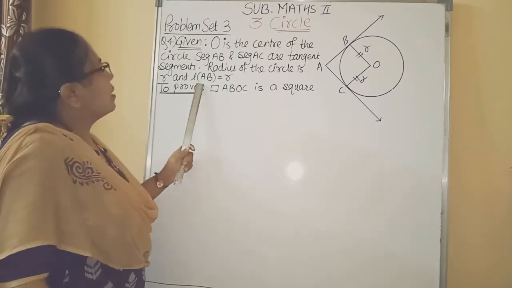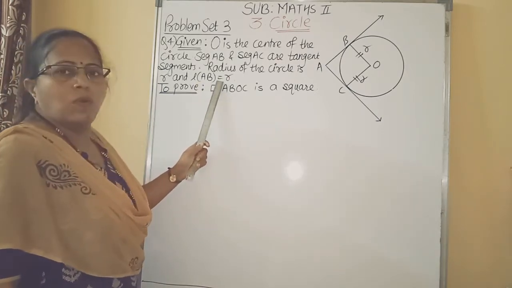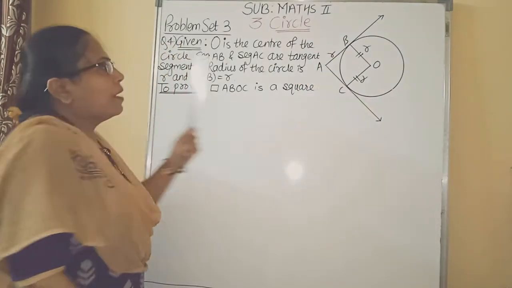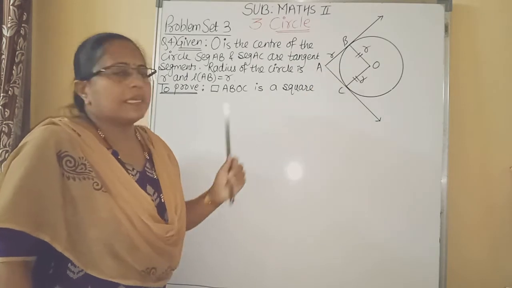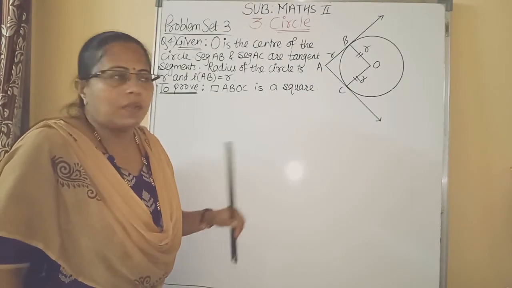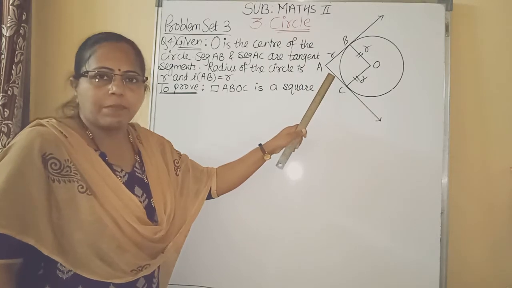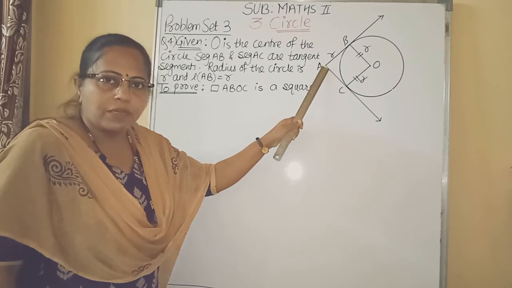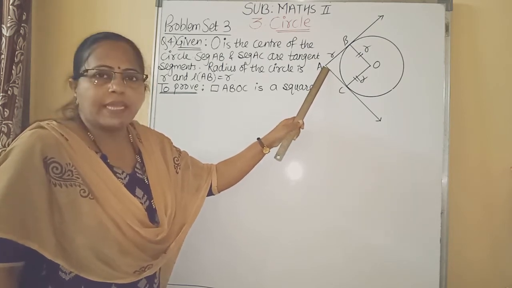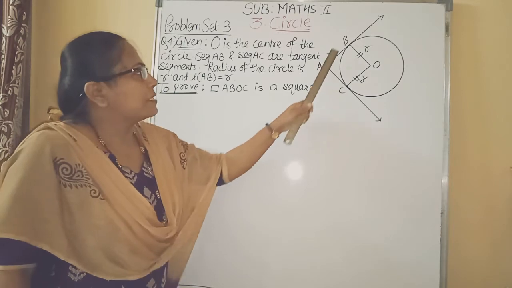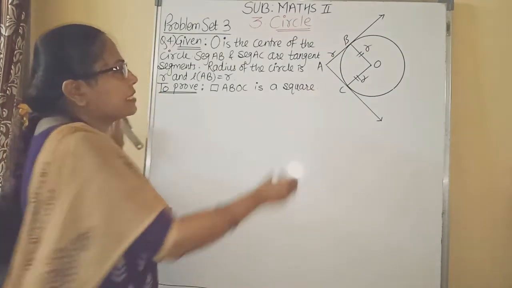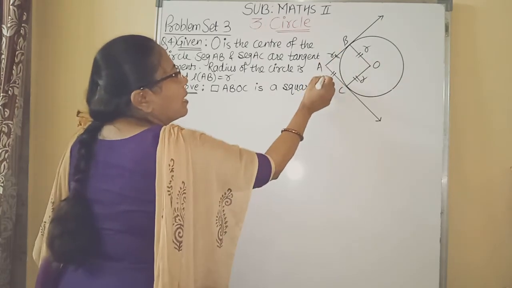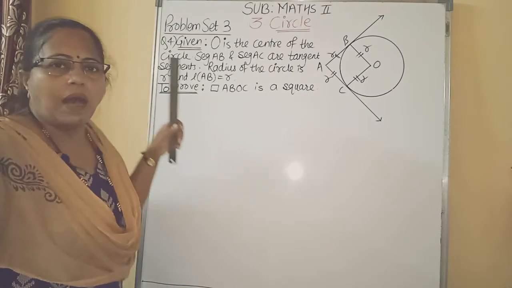Okay. Here length AB is equal to R. But AB and AC are the tangent segments of the circle, and we proved the tangent segment theorem that tangent segments drawn from an external point to the circle are always equal. That means AB is equal to AC. So if AB is R, AC is also R.